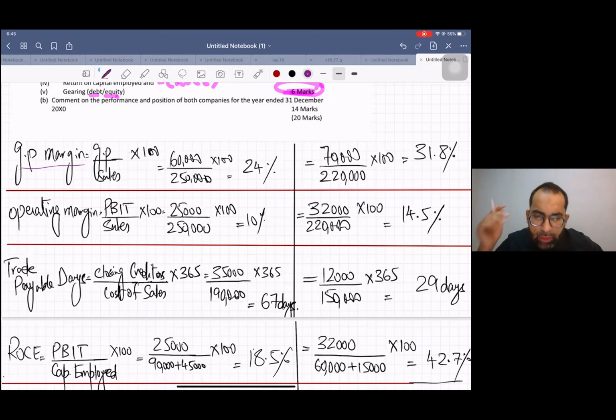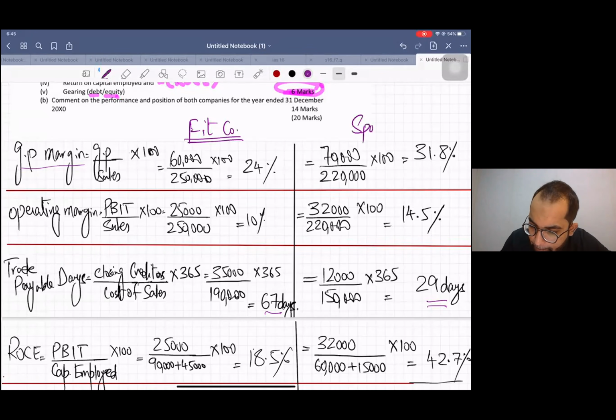Now, trade payable days. What's the formula of trade payable days? Simple. Closing trade payables divided by cost of sales into 365. So here you have 67 days and here you have 29 days. Again, see, wait, let me write the heading. This is Fit. This is Sporty.